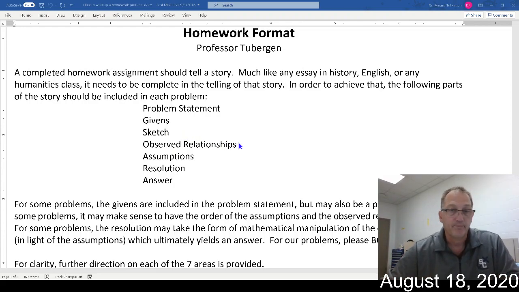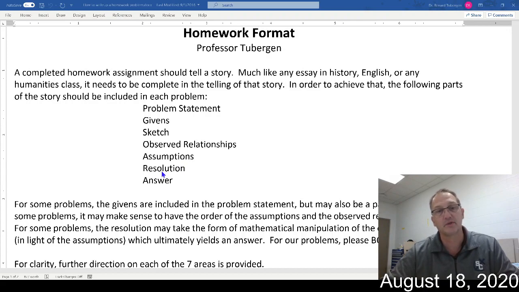And then I jump to observed relationships. What are the equations that are going to help us figure out the next step? What assumptions are we going to use? And sometimes assumptions go above the observed relationships, because sometimes the assumptions allow us to pick an observed relationship. And sometimes our observed relationship is simplified with our assumptions. So those things change and depend.